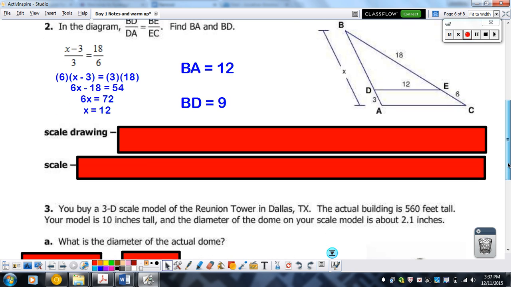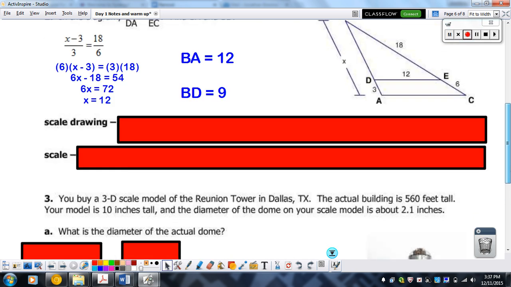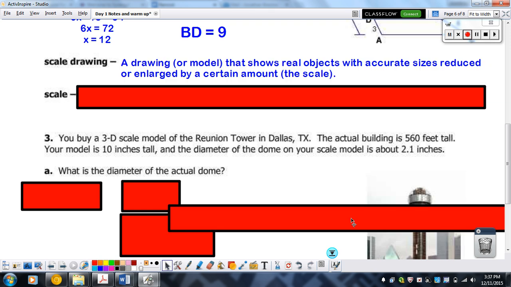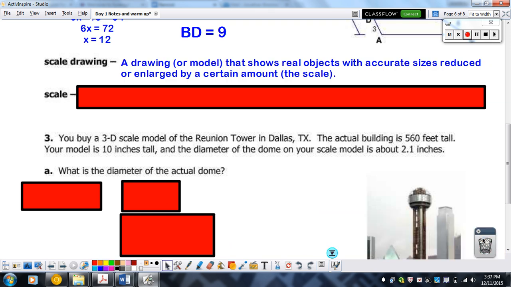A couple other definitions and a couple more problems. First, a scale drawing. A scale drawing is a drawing or a model, could be called a scale model, that shows real objects with accurate sizes reduced or enlarged by a certain amount. And we call that amount the scale, which ironically is our next definition.